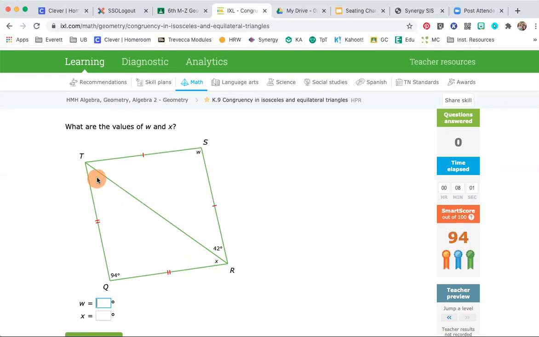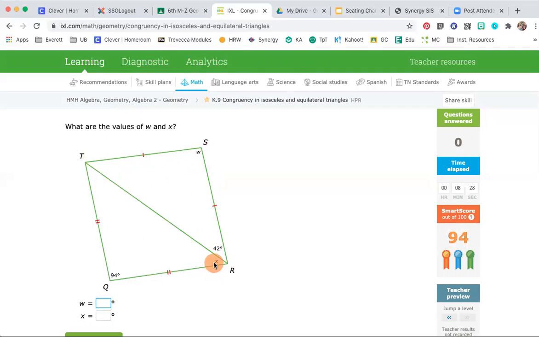You also know that this side of angle T has to be 42 because of these two matching sides. And so you can subtract 42 and 42 from 180 degrees to figure out what angle W is supposed to be. Likewise, you can subtract 94 from 180 and then divide by 2 to figure out what each of these two x's is supposed to be.